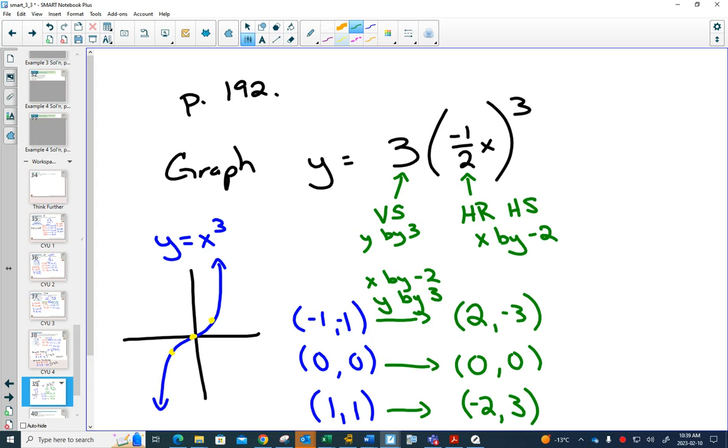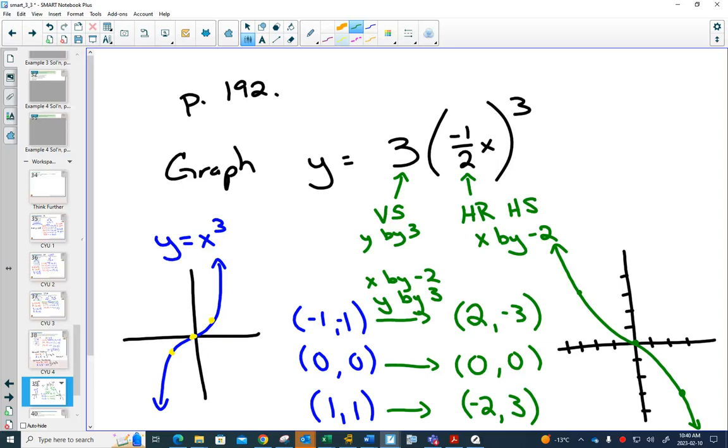Then we can go and, often I like to graph it on a new one because sometimes your graphs get too busy otherwise. So where are these points going to be? I'm going to have 0, 0. I'm going to have 2, -3. And I'm going to have -2, 3. Same shape as before. And here's my new graph.